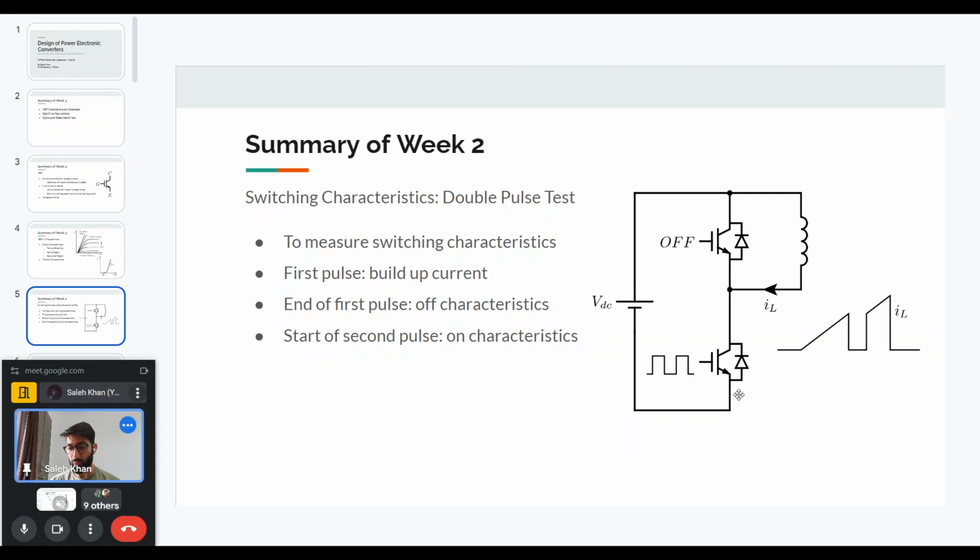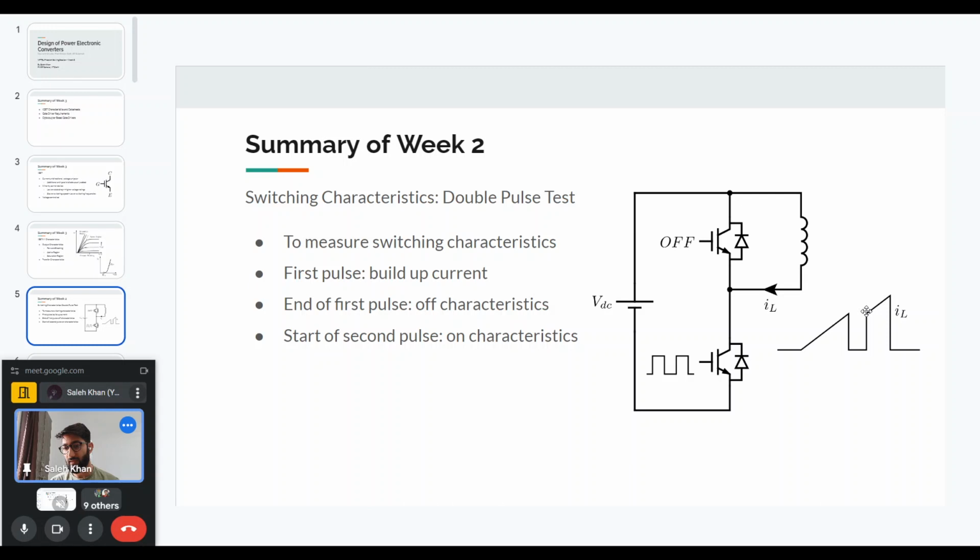So then it will turn on at that current value, 50 amperes. And again, the inductor current will rise. So, and then we will turn off the pulse. So these are two pulses that are given to the bottom device. That is why it is called a double pulse test.